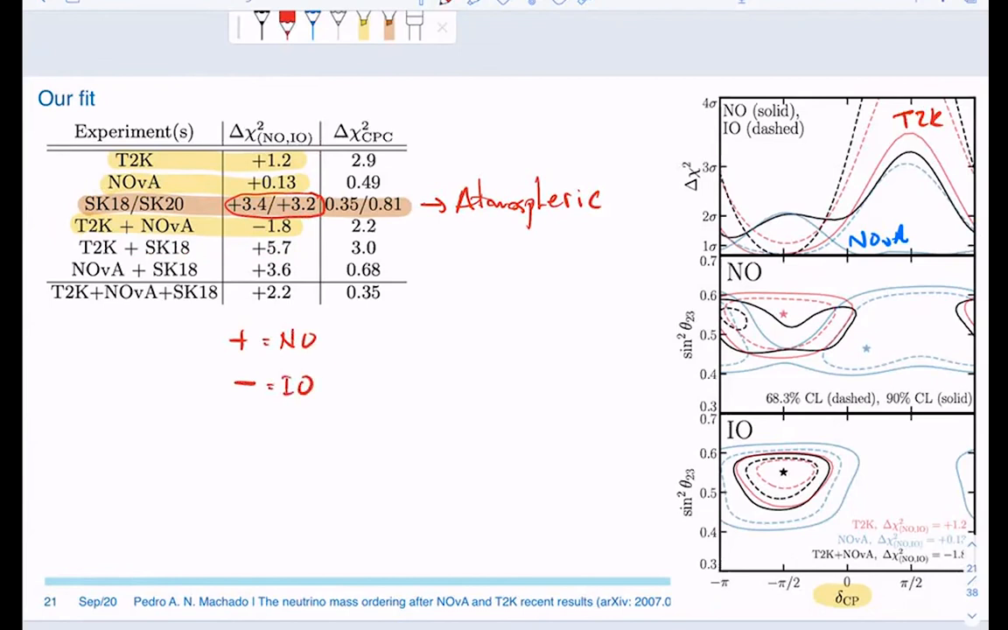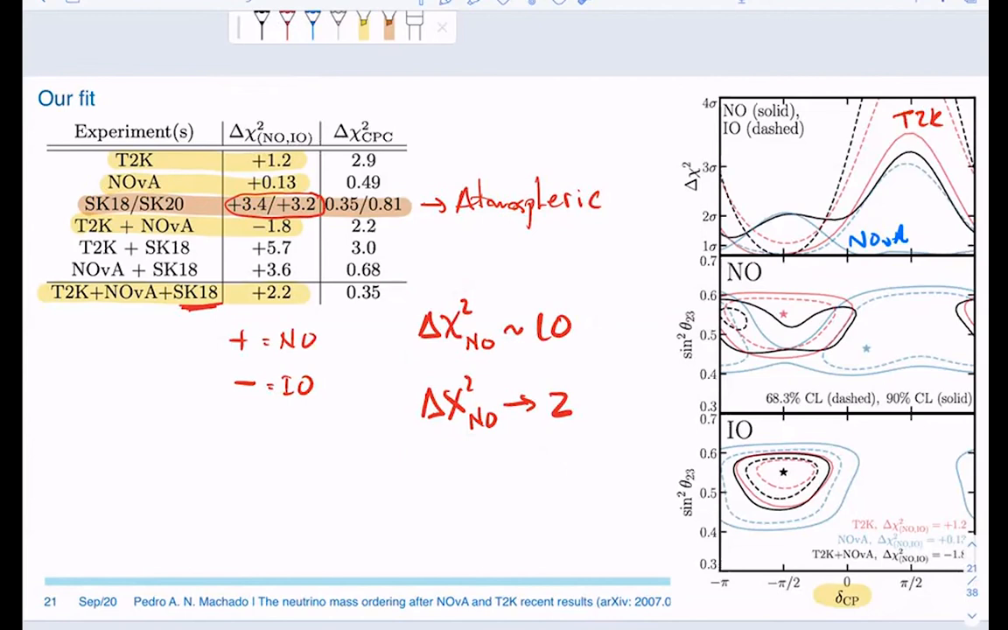But if you just compare this result, which is with the old atmospheric data before Neutrino 2020, to the previous global fits, the delta chi-square before Neutrino 2020 for normal ordering was of order 10. And now the delta chi-square for normal ordering became of order 2. So essentially, the preference for normal ordering is completely gone. And I think that's the main takeaway message from this talk.